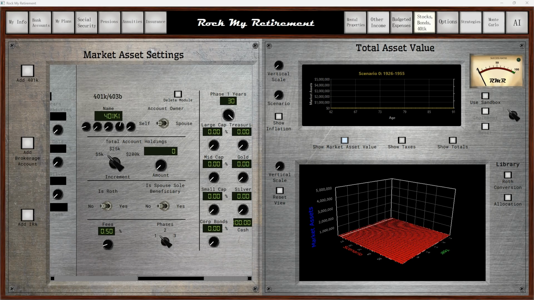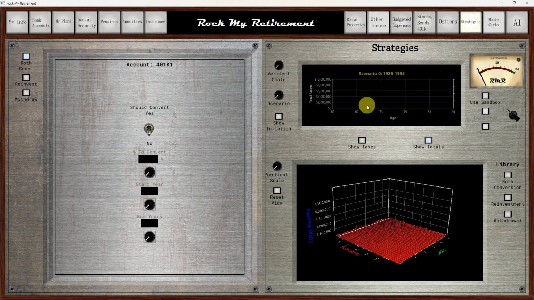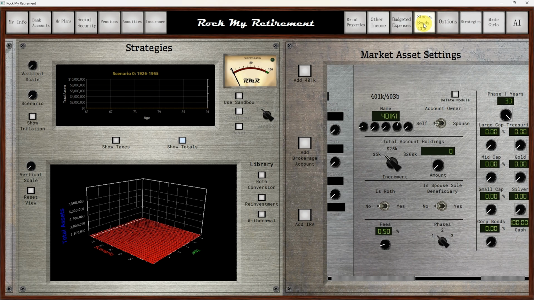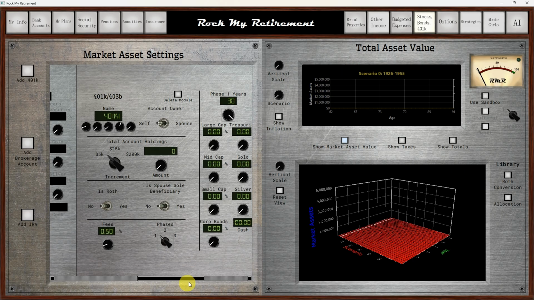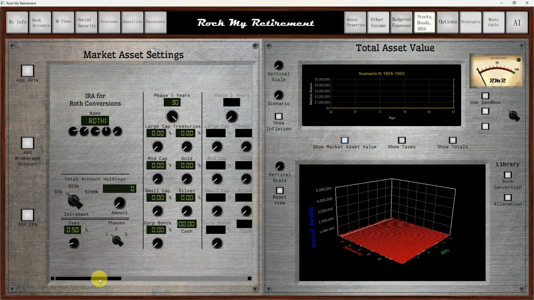If you want to do a Roth conversion, you set that up in the Strategies menu. The Strategies menu has a library with videos that will help you. In the Stocks menu, by default, note that you'll see an IRA called IRA for Roth Conversions. This represents the Roth account into which funds will be transferred if you do a Roth conversion.